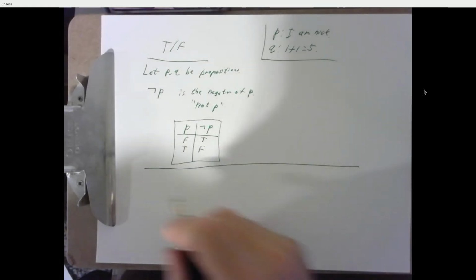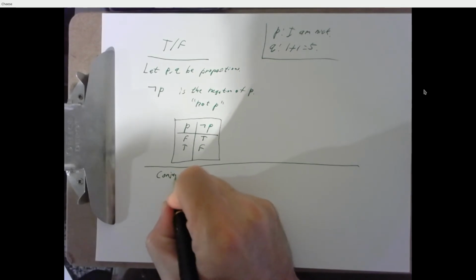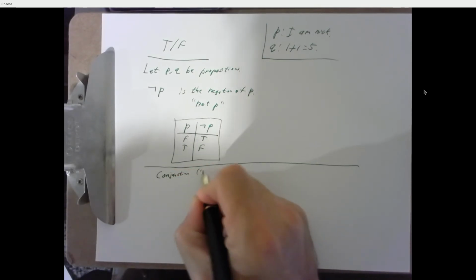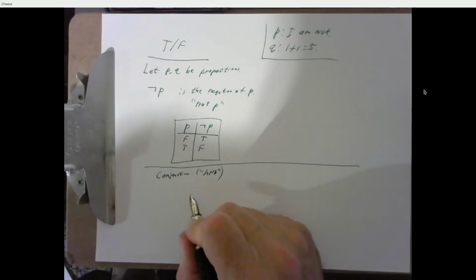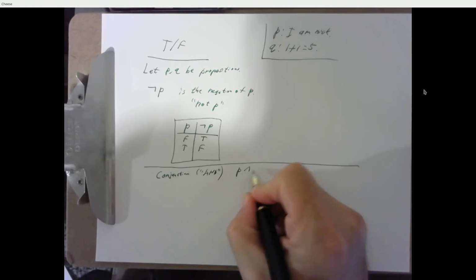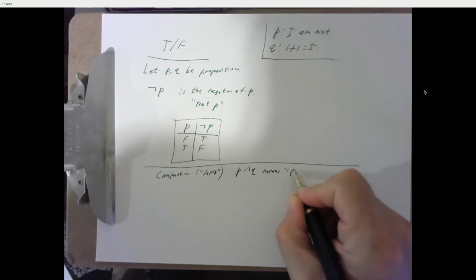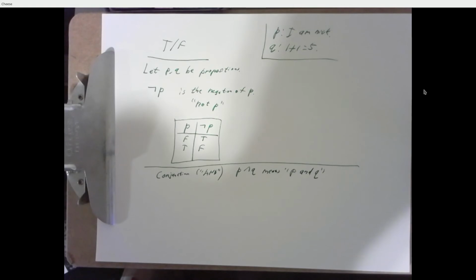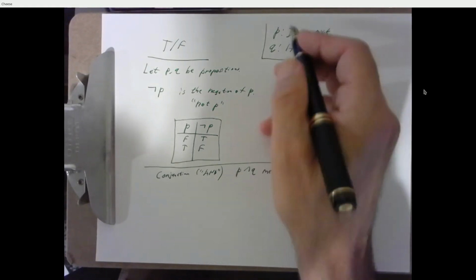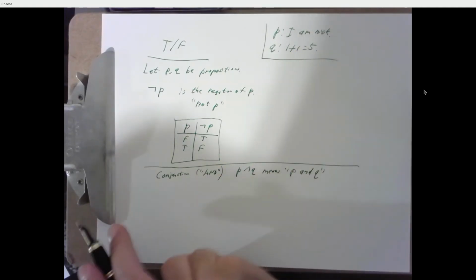Let me show you a second way that we can combine propositions. This is called conjunction. And in English we think of this as an AND operator. And so P conjunction Q means P and Q. And what we really mean here is that P and Q are both true. So P and Q in this case is the proposition "I am Nick and 1 plus 1 equals 5."